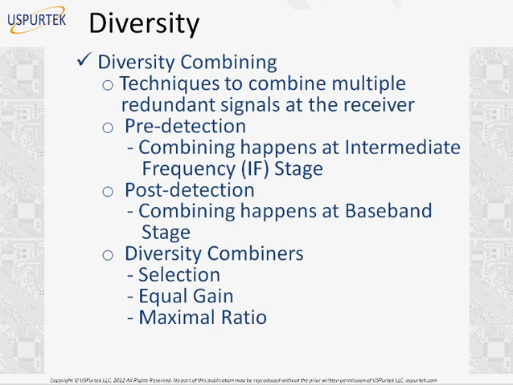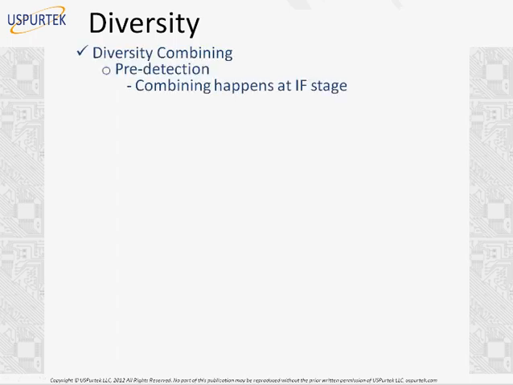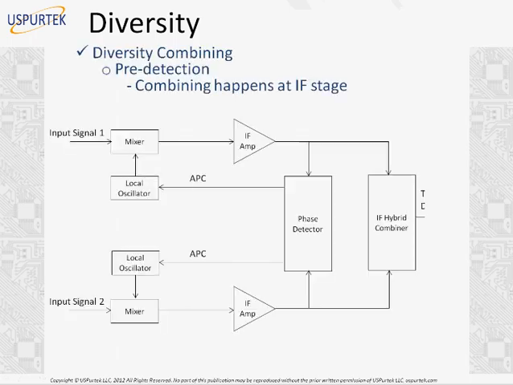Diversity combining. How do we combine these multiple signals from multiple antennas? Techniques to combine multiple redundant signals at the receiver. Now, these could be combined based on what stage you are combining the signals. You could use pre-detection. That means combining of these signals happens at the IF stage, or intermediate frequency stage, before you extract the baseband signal. Or you could combine at the post-detection point, where combining happens at the baseband stage. And then based on how we do the combining, there are 3 different types of diversity combiners: selection, equal gain, and maximal ratio. Let's talk in a little more detail about all these subtopics.